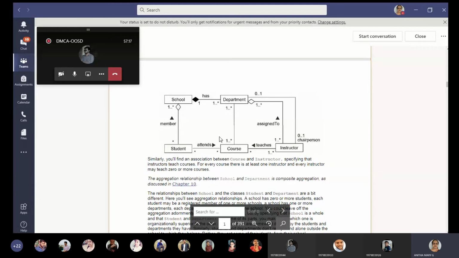And cardinality, if you see, one or many courses can have one or many departments. Say suppose if I take the MCA department, the MCA department can teach many courses. And many courses may belong to many departments also, because your subject may be taken by other students as well. So that's how we can say.